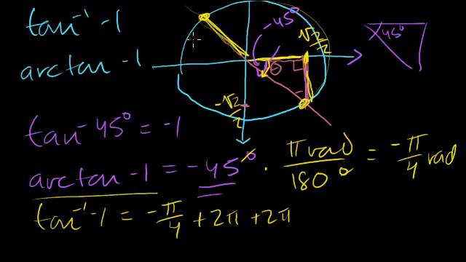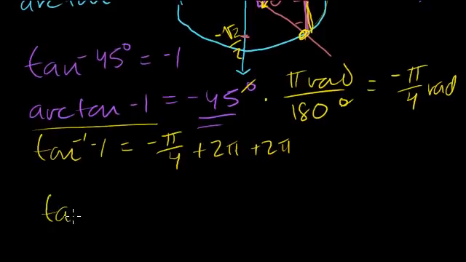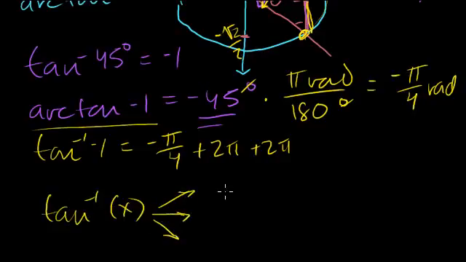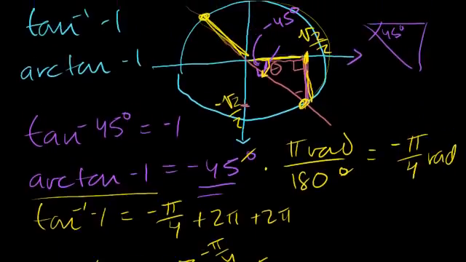And like I said in the inverse sine video, you can't have a function that has a one-to-many mapping. Tangent inverse of x can't map to a bunch of different values. It can't map to minus pi over 4, or 3 pi over 4, or, well, I'll just say 2 pi minus pi over 4, or 4 pi minus pi. It can't map to all of these different things. So I have to constrict the range on the inverse tan function.